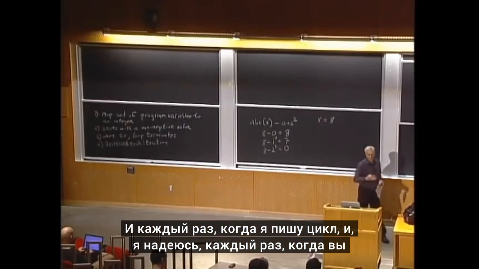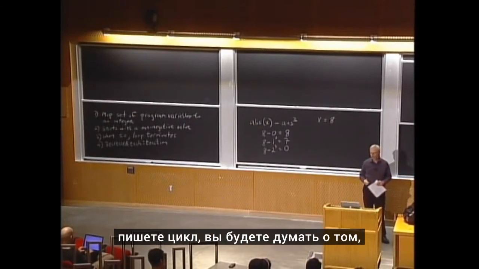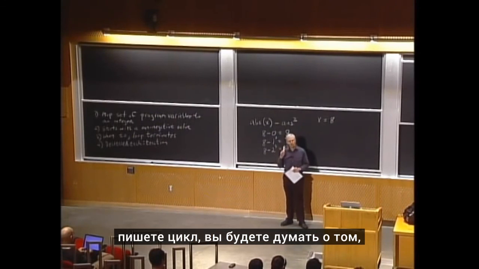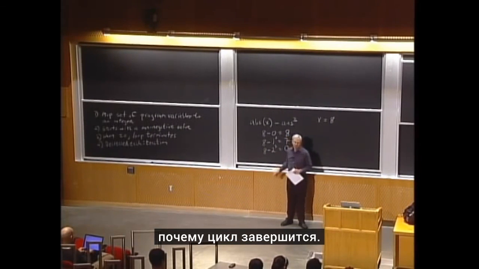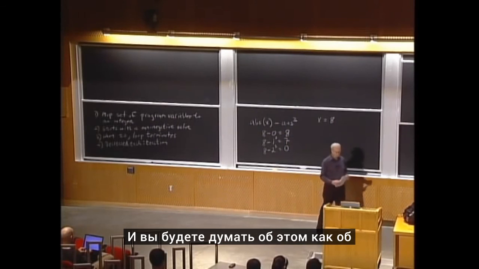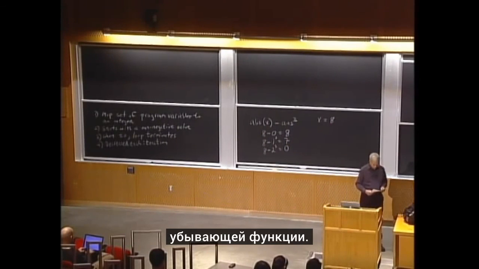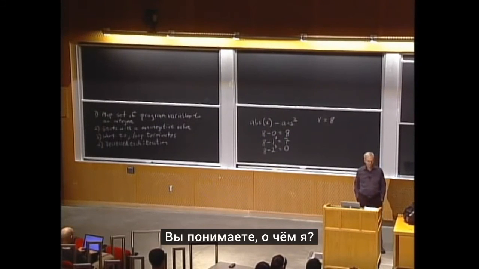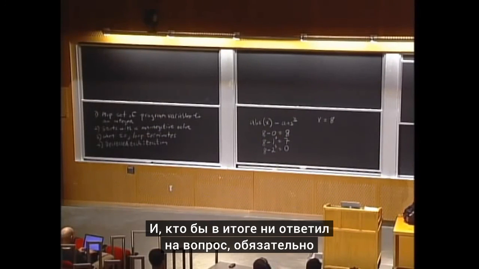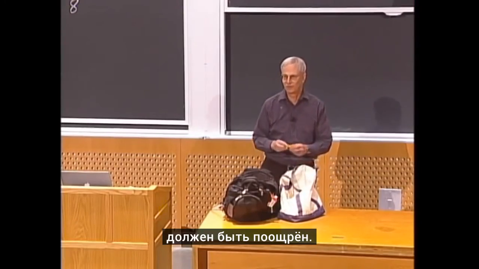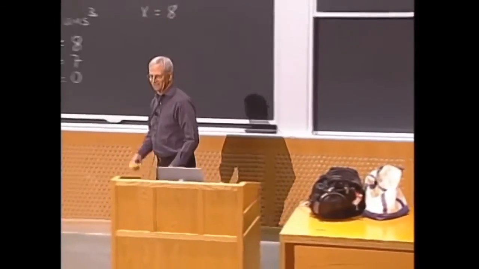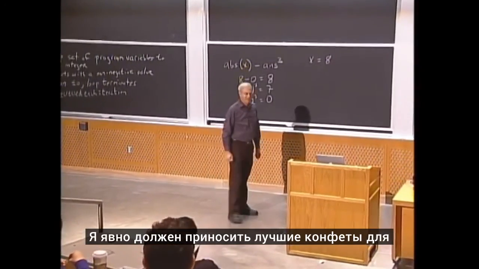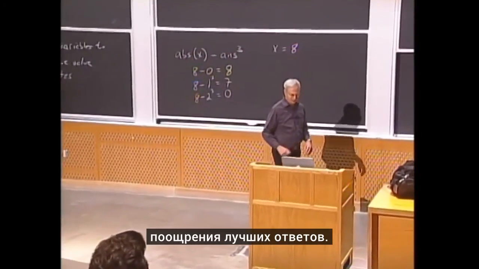And every time I write a loop, and I hope every time you write a loop, you will think about what's the reason the loop is going to terminate, and you will do it by thinking about what the decrementing function is. All right. People get me on that? And whoever finally answered a question surely deserves to be fed. I obviously have to bring better candy to encourage better responses.